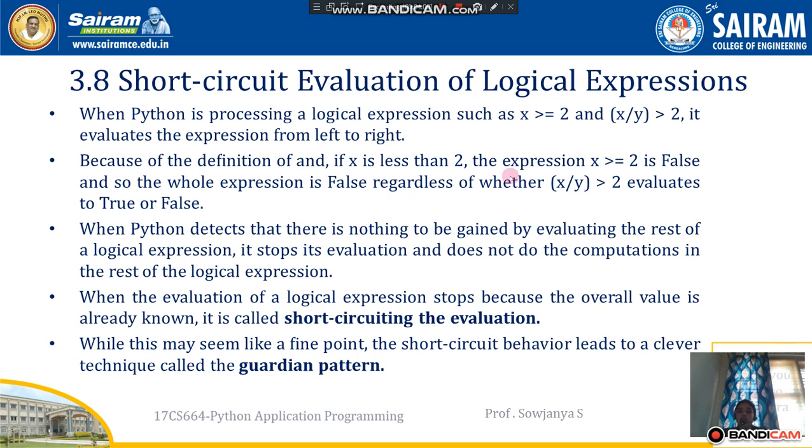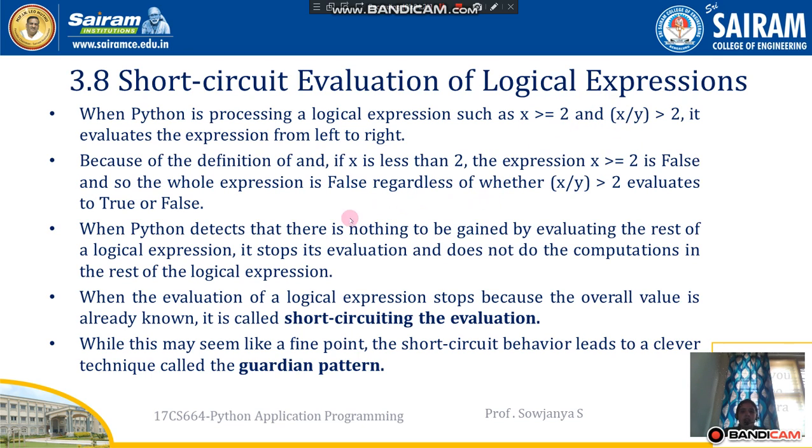If x is less than 2, the expression will be false, and so the whole expression will be false because we are using the and logical operator here. We know the condition for and is that both of these expressions must be true, and only then can we say the complete expression is true.